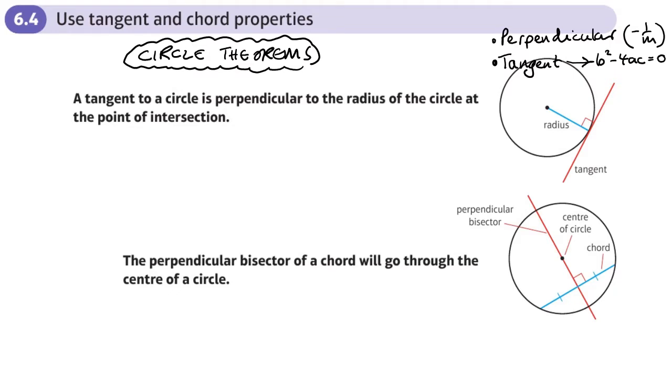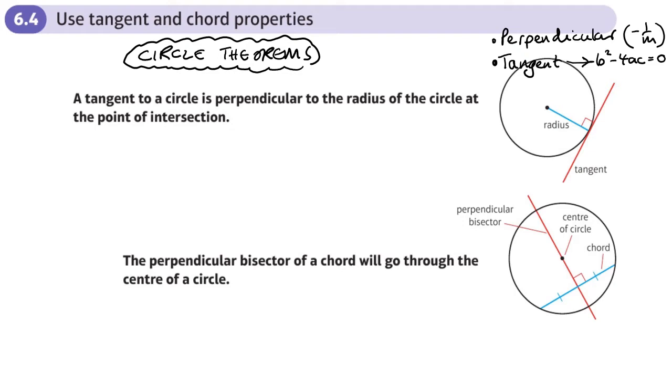The second circle theorem says that if you have a chord of a circle and a line that bisects that chord, then that line will go through the center of a circle. Another way of saying it is that if you have a line that goes through the center of a circle and it meets a chord, it will bisect that chord.